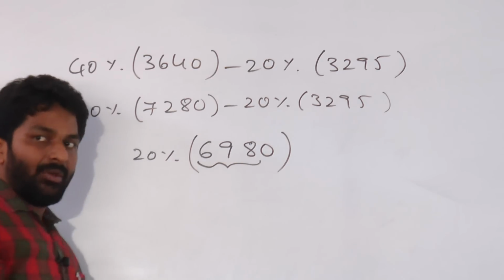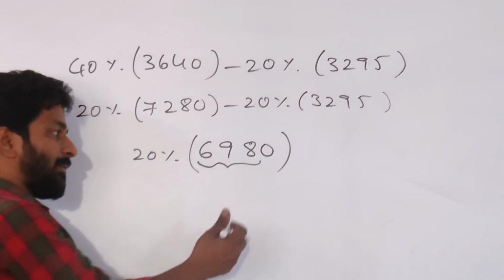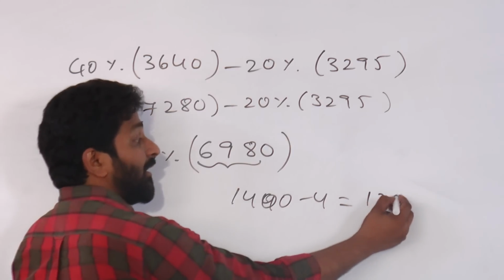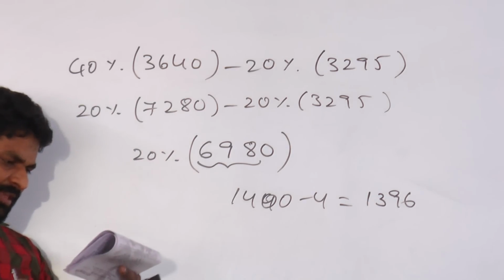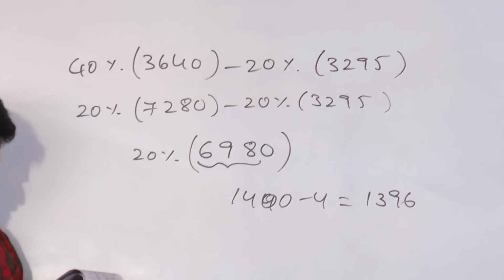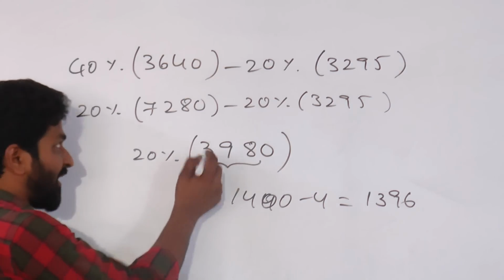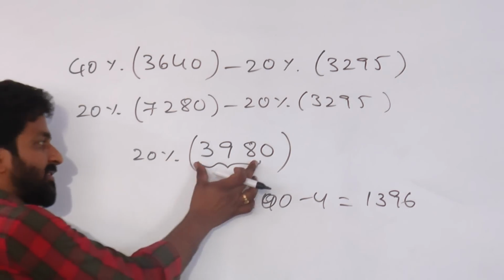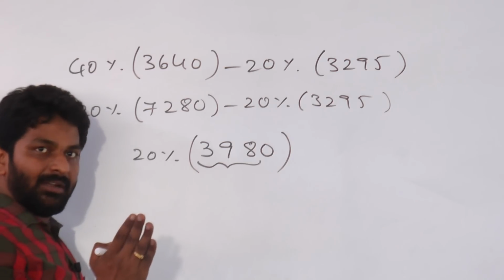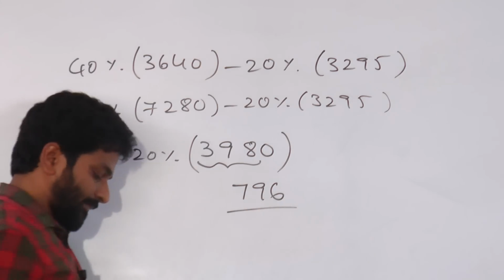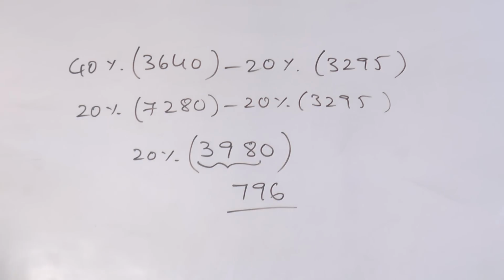10% is 698, which is 2 less than 700. 20% will be 4 less than 1400, 1396. Here this is 3980. 10% is 398, which is 2 less than 400. 20% will be 4 less than 800, 796. Right. Fourth option, 797 answer.